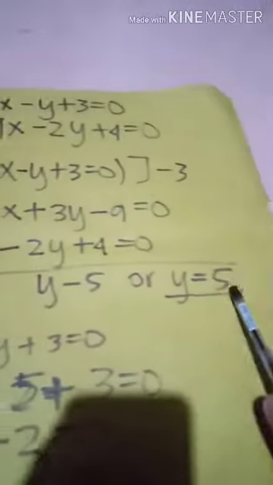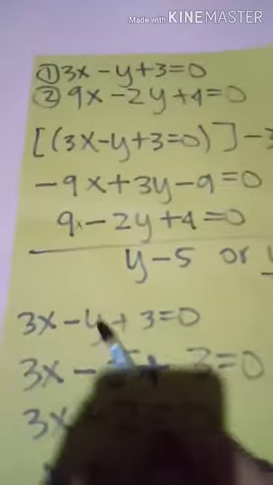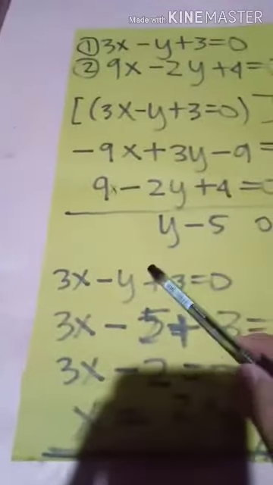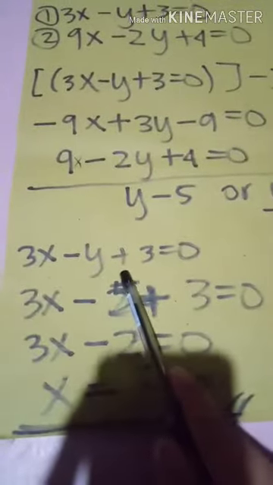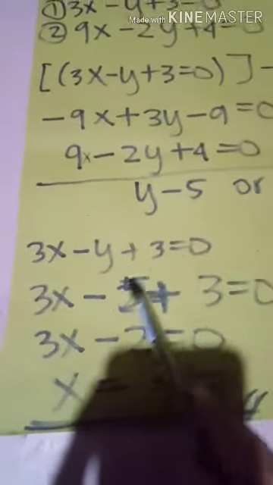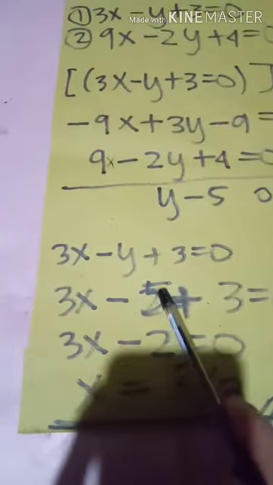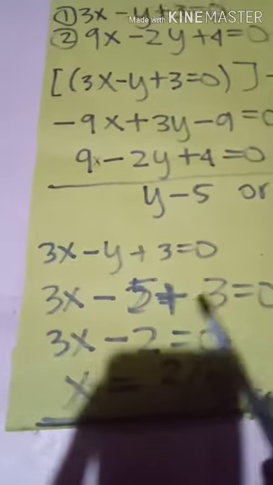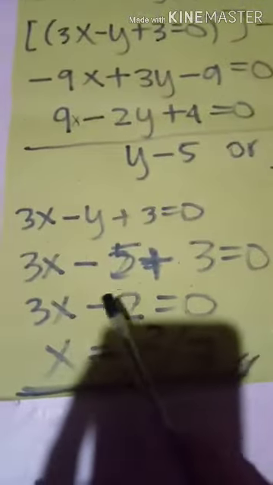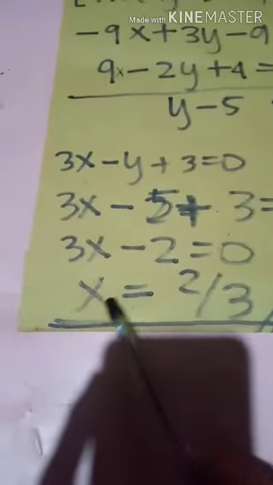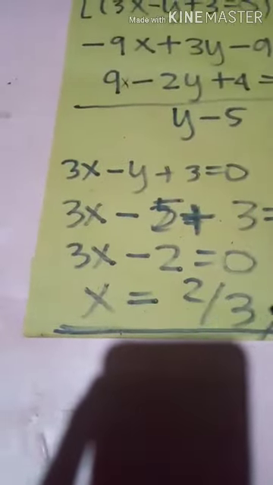Then we put the value of y into the first equation, 3x minus y plus 3 equals 0. So 3x minus 5, since y is 5, plus 3 equals 0. So 3x minus 2, and the value of x is 2/3.